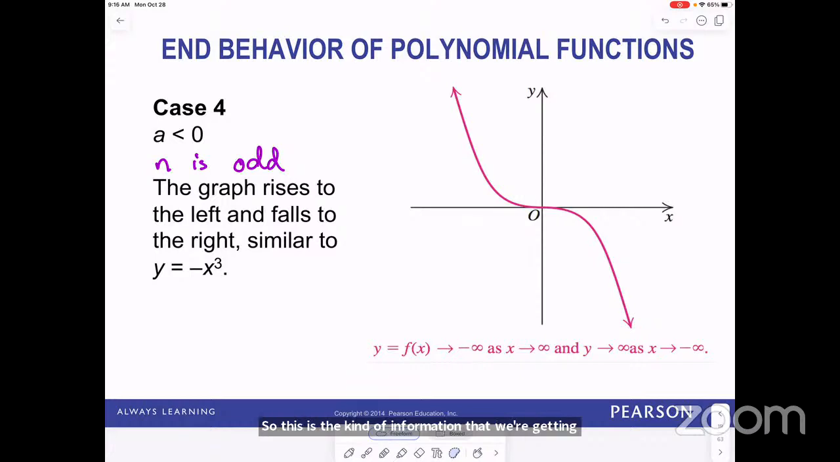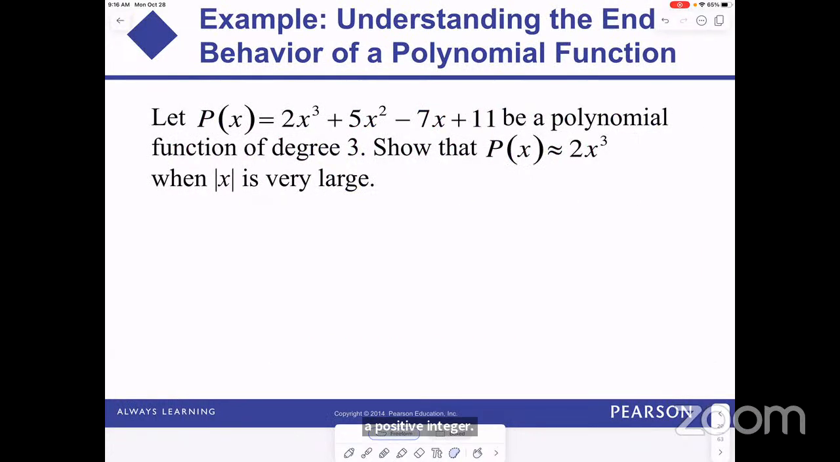Okay, so we have some real coefficient times a variable x raised to a positive integer. Right? And we had those four cases. So now we want to consider this polynomial function of degree 3. We want to show that this polynomial is approximately the same as the power function 2x cubed when the absolute value of x is very large.